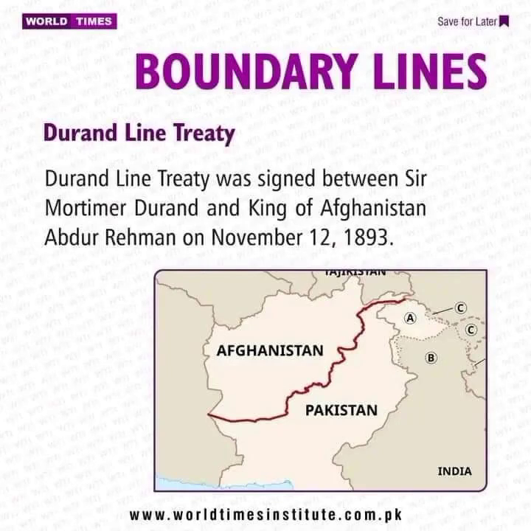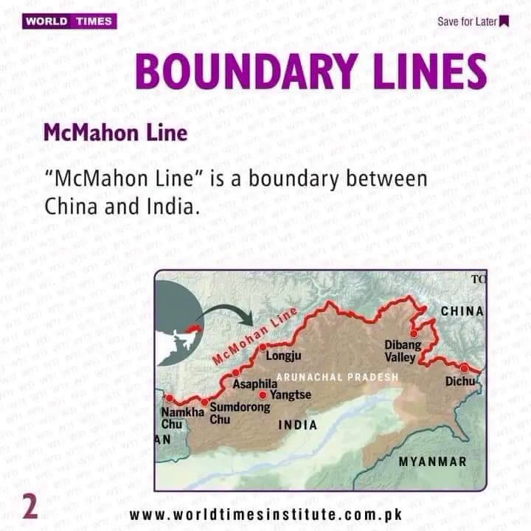Boundary lines. The first boundary line is the Durand Line Treaty. The Durand Line Treaty was signed between Sir Mortimer Durand and King of Afghanistan Abdur Rahman on November 12, 1893. Then the second boundary line is the McMahon Line. The McMahon Line is the boundary between China and India.